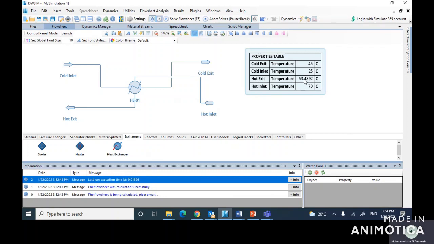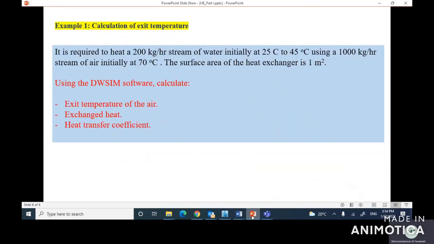But that's the end of this video, and in the next video we will cover 2 more cases, which are how to specify a certain evaporated fraction, and how to do a rating of a heat exchanger. Thank you.